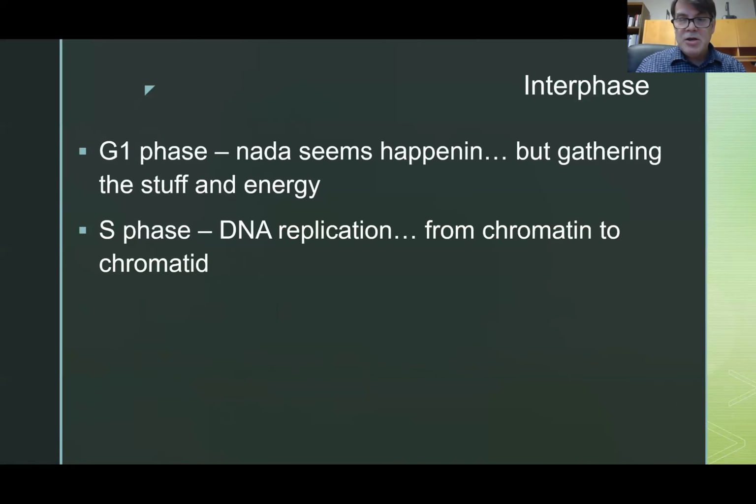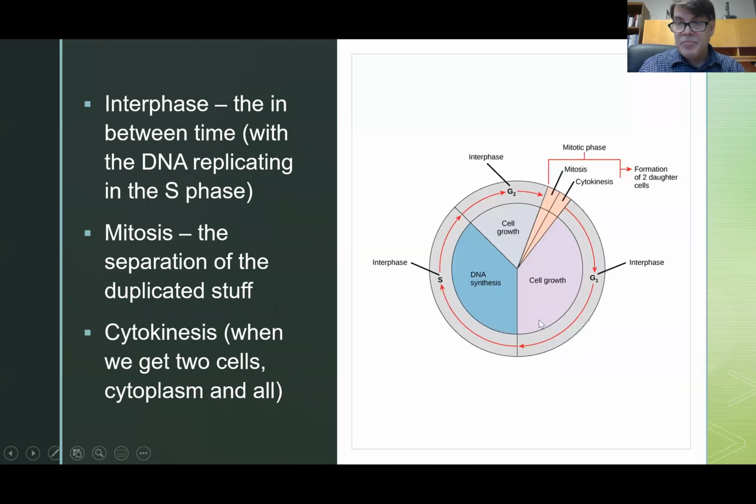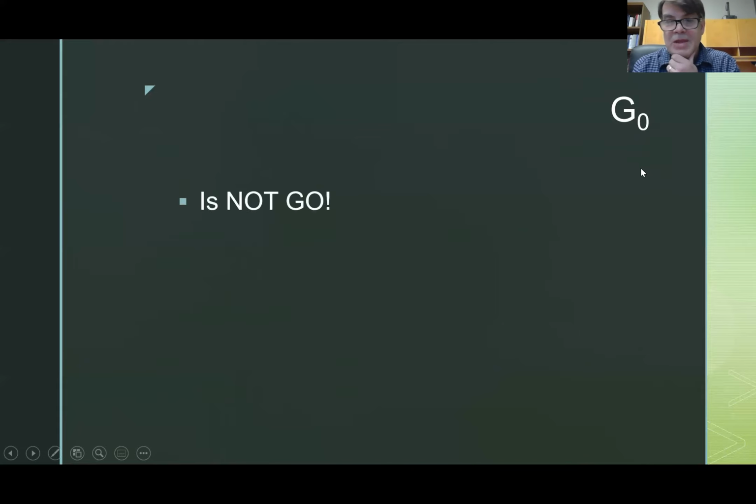G2 phase. Okay, so again, this is all interphase. G1, gathering energy, but it doesn't look like anything's happening. S phase, replicate the DNA, replicate the centromere, starting to get out the spindles, and then we're energizing, getting ready, stretching, and that's all interphase, G1, S, G2. Okay, interphase. By the way, this is a place I'm going to put in G0. I know this is a study question somewhere.